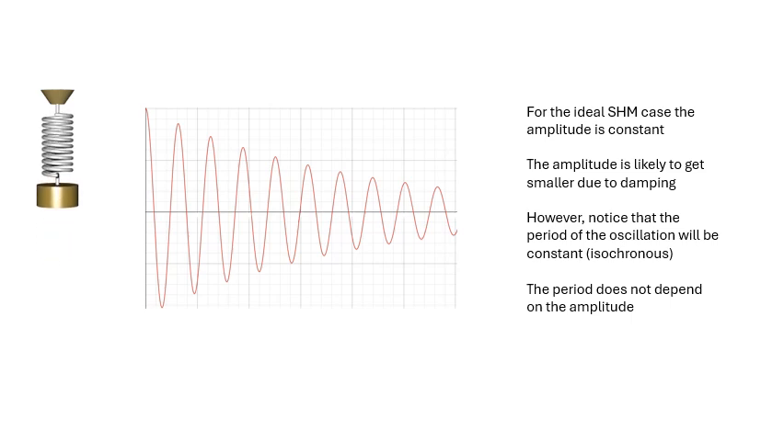So the amplitude gets smaller and smaller, but this is important, the period stays the same. Yeah, we say it is isochronous. The period stays the same. The period does not depend on the amplitude.